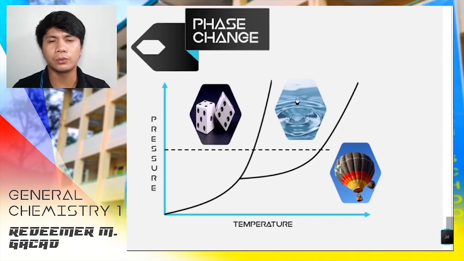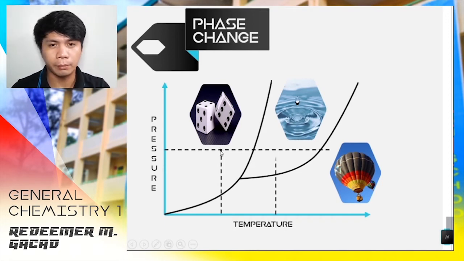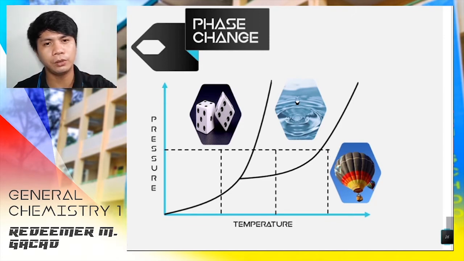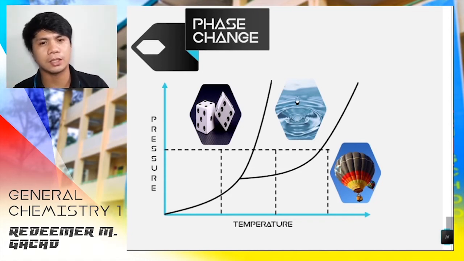Now, ipagpalagay natin na ang pressure ay constant at hindi nagbabago. Ano ang magiging epekto ng temperature? Kapag ang temperature ay mababa, usually, it is in solid form. Okay? Now, paano pag tumaas yung temperature ng object? It will be in liquid form. Now, pag pinataasan pa natin yung temperature ng object, it becomes gas. Okay? So, at constant pressure, yung pagbabago ng temperature ay nakakaapekto from solid, nagiging liquid, and then nagiging gas.